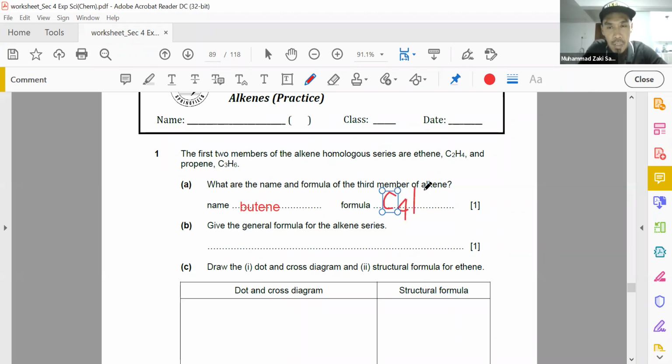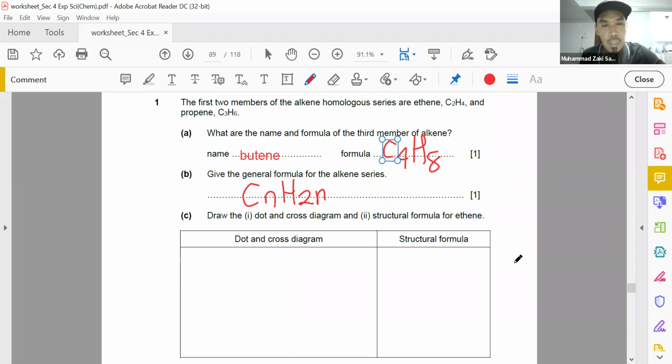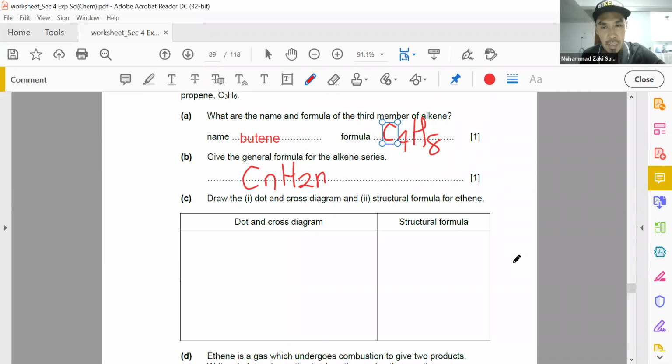C4H8, right? Next, give the general formula for alkenes. The general formula for alkenes is CnH2n. Question one is quite easy, right? Next, you are going to draw the dot and cross diagram and structural formula for ethene. What is ethene? C2H4. I have shown you how ethene looks in the previous video.